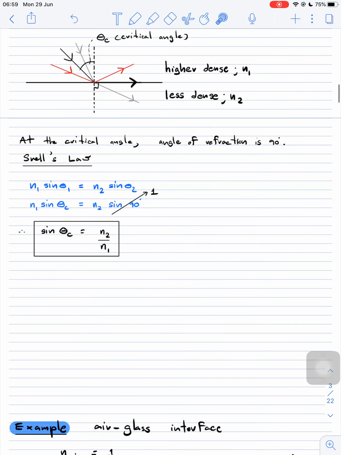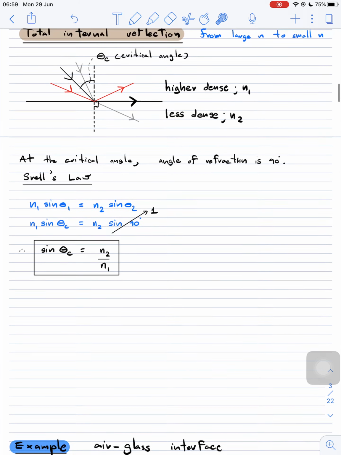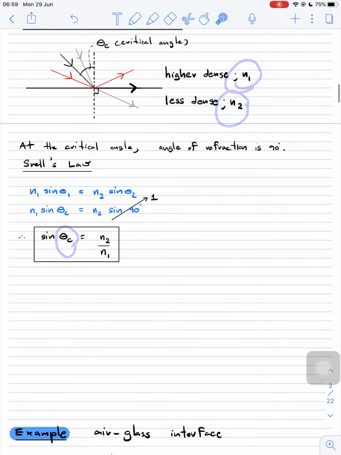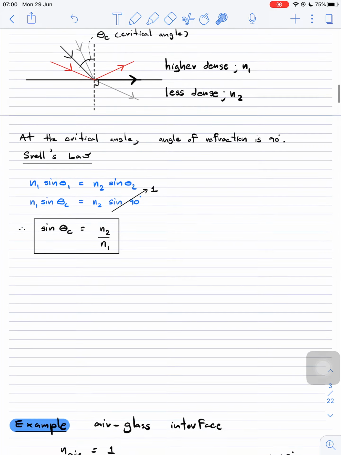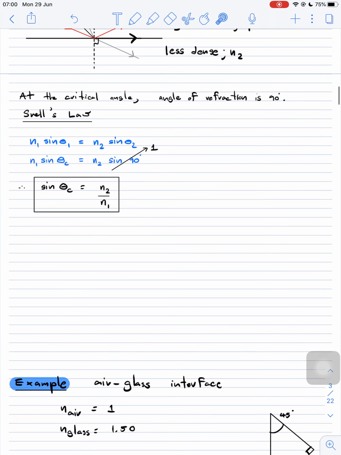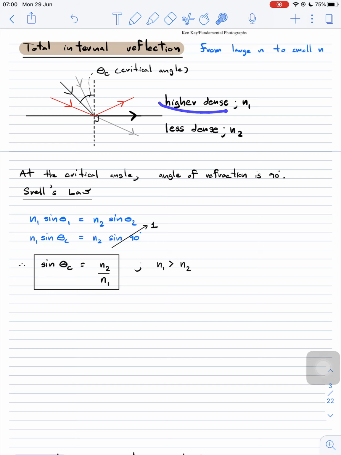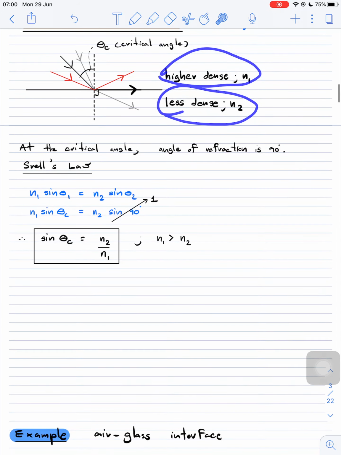So if we know the refractive index of medium 1 and medium 2, then we can solve for the critical angle at this interface. One thing we can notice from this equation is that sine theta c must be less than 1. That's a property of the sine function. So to use this equation, n1 must be greater than n2. It means the light must come from the higher index to the lower index. Don't forget that.